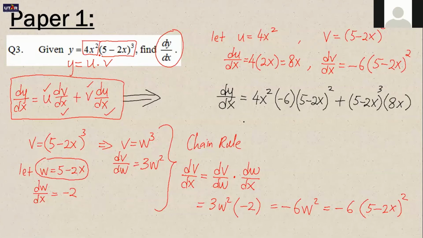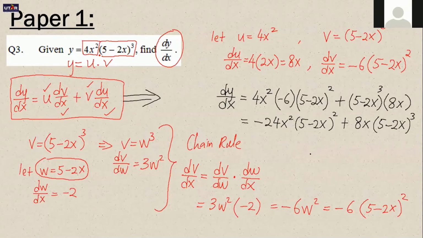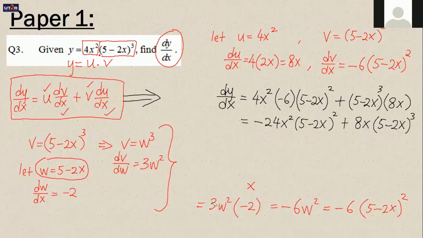Now what you have to do is simplify the answer. So simplifying, we have negative 24x squared times 5 minus 2x whole thing squared, plus 8x times 5 minus 2x whole thing cubed. Okay, so it looks like they have a common factor. So what you are going to do is factorize the common factor, right? So check the common factor. What do you have for the first term and the last term?